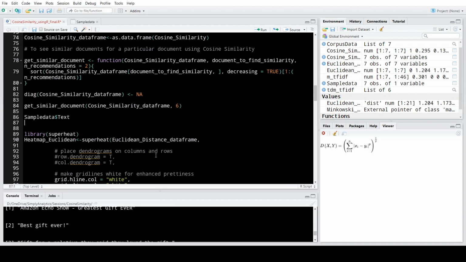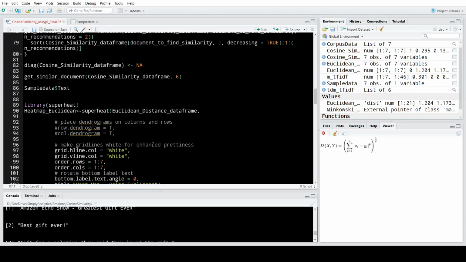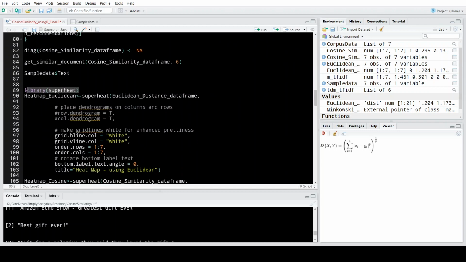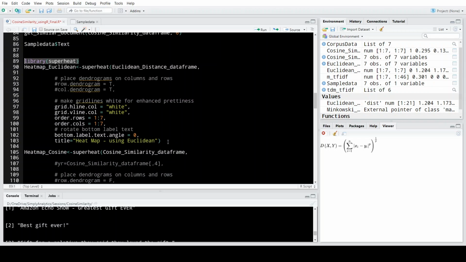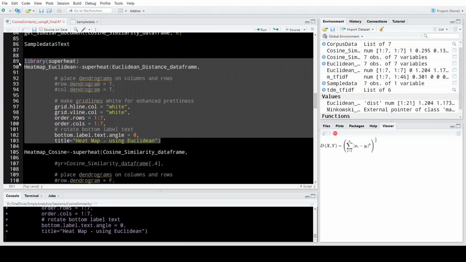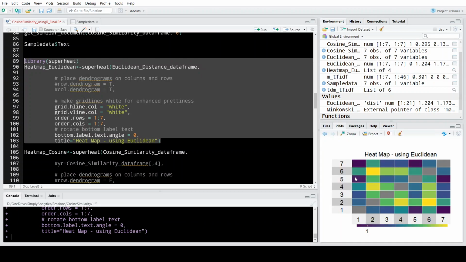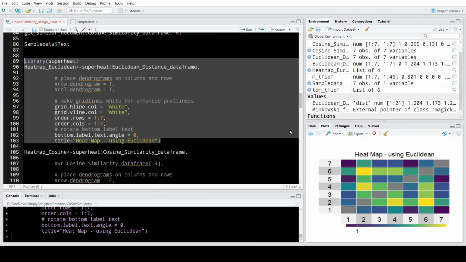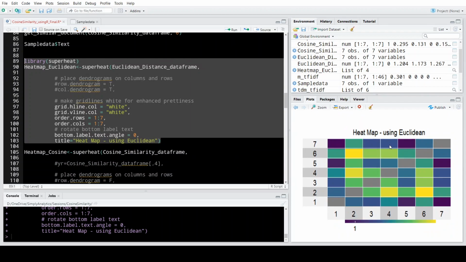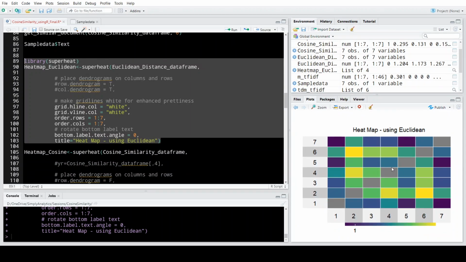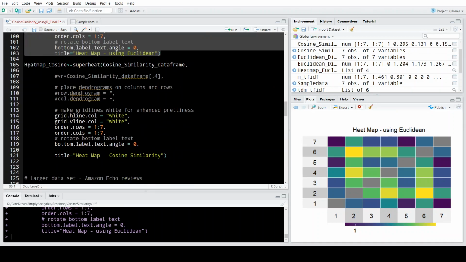We can also interpret the same data using heat maps. For this, we use a package called superheat in R. First, we'll plot using Euclidean distance. If we see the heat map, we have a nice color orientation from blue to yellow. The closer the document, the more bluish it appears, and if the documents are far away, it is presented by yellow color. If we see document 4, document 7 is having a blue tinge, indicating it is much closer to document 4.